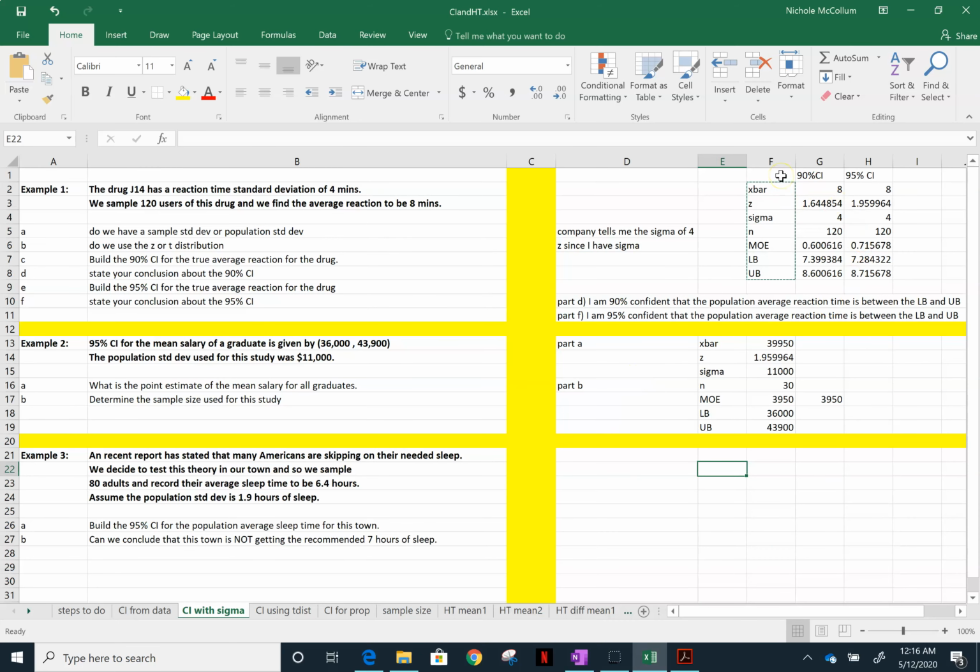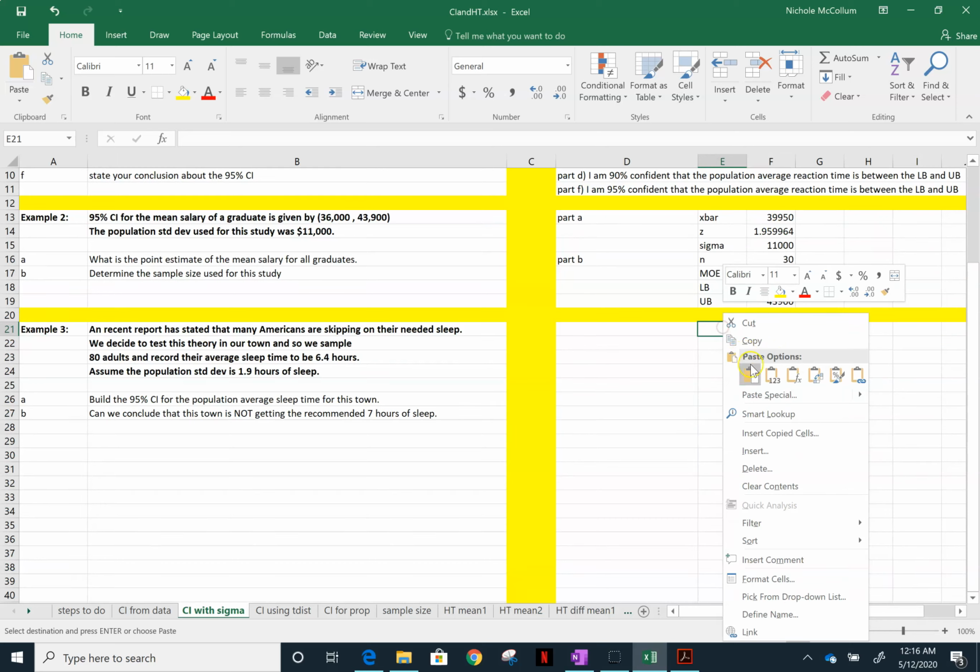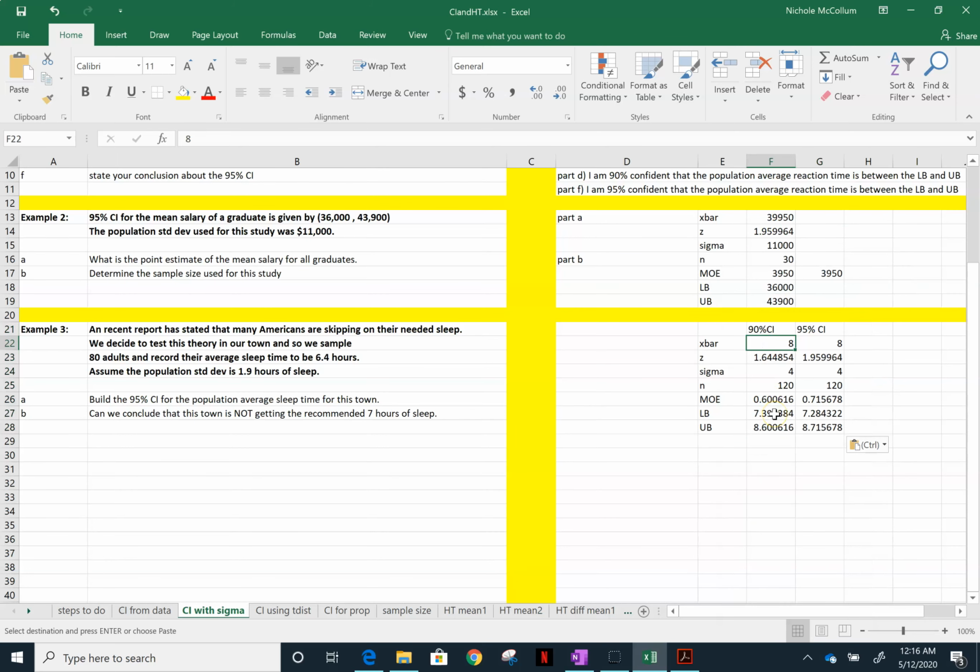What that means is I can utilize the work I've done up here. That's the great thing: once you've written the formula once in Excel, you can paste it down and just change the information to get your new confidence intervals. In seconds, I can build the 90 and 95% confidence intervals because I've already built them once in Excel. But I need to know that it was definitely the Z I had to use, because I knew sigma. Sigma is 1.9 hours, so I'm changing sigma to 1.9 hours.